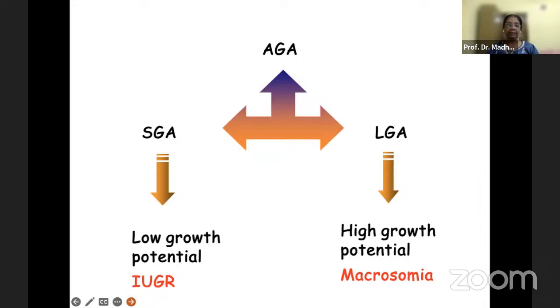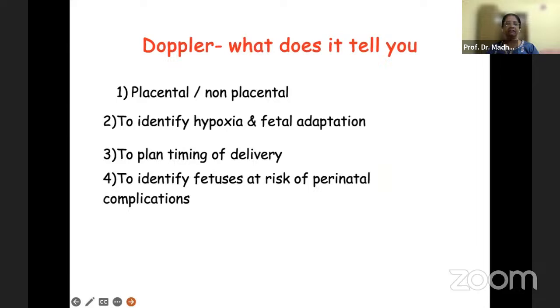and we may have to take appropriate measures to deliver the baby. Now, the one thing that has revolutionized the treatment of these IUGR babies is the fetal Doppler. What does it tell you? It tells you the cause, whether placental or non-placental. It identifies hypoxia and fetal adaptation. It also helps us to plan the timing of delivery and to identify fetuses at risk of potential perinatal complications.